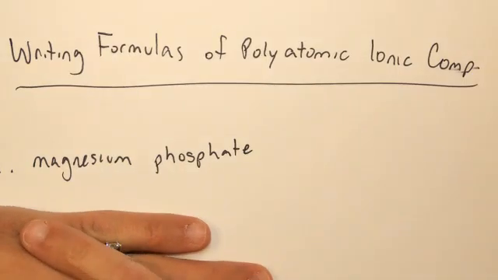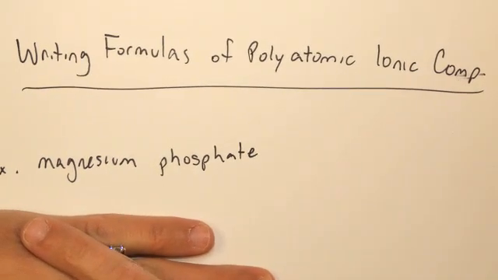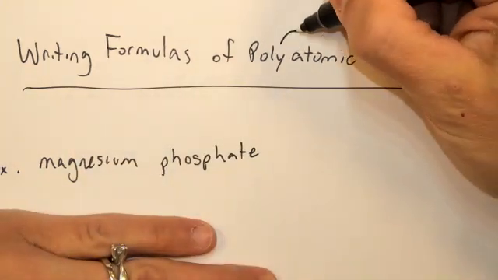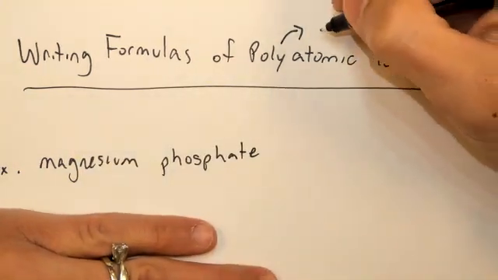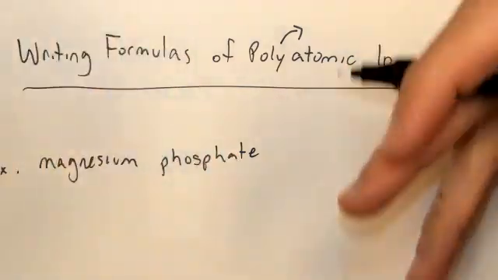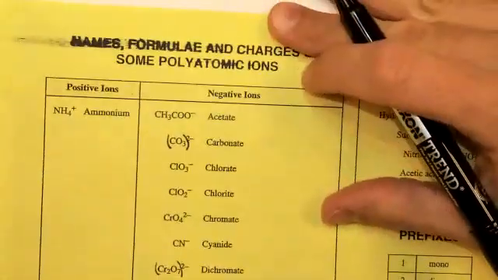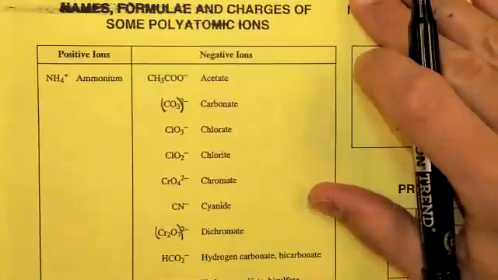All right, to write the formulas of polyatomic ionic compounds, something we have to understand first is what polyatomics are. Polyatomics are multiple atoms that combine together and have an overall ionic charge. And we have this chart on the back of our periodic table that gives us that list.